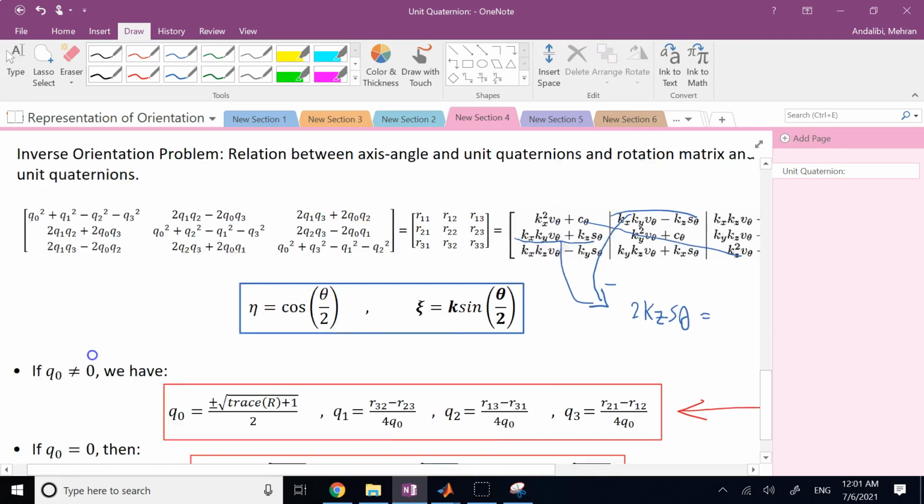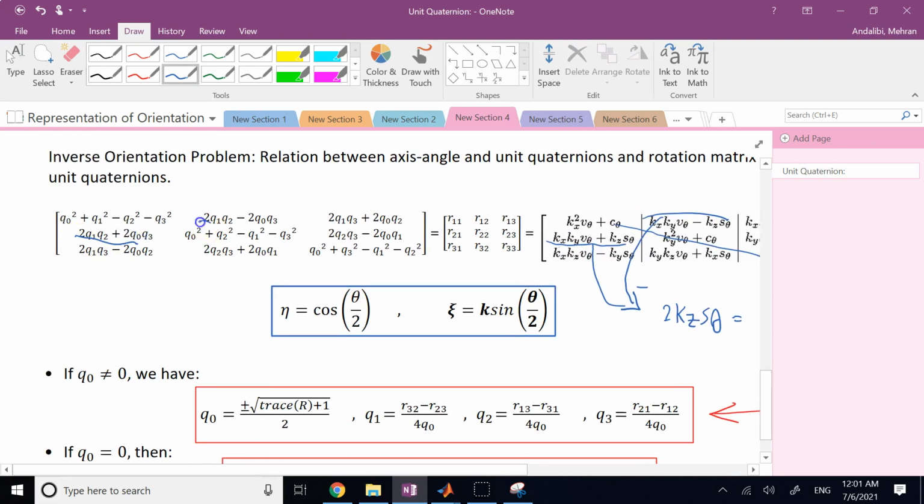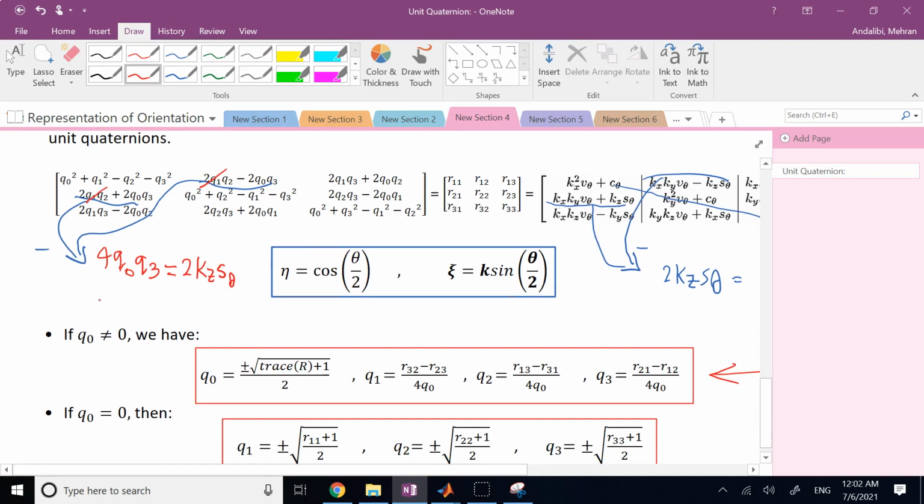Now let's do the same thing here. I subtract this one and this one. If I do that, let's subtract. If you see, they both share q1, q2, so that goes away. And the result is going to be 2q0, so it's going to be 4q0, q3. Yes? So 4q0, q3 should be the same as what? 2kz times sine of theta.